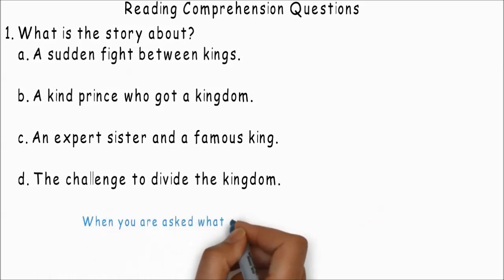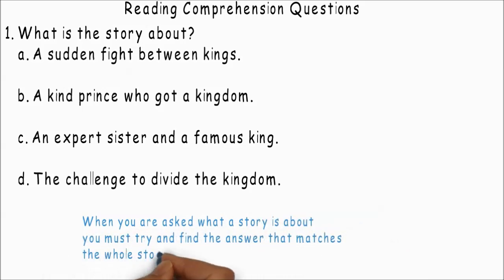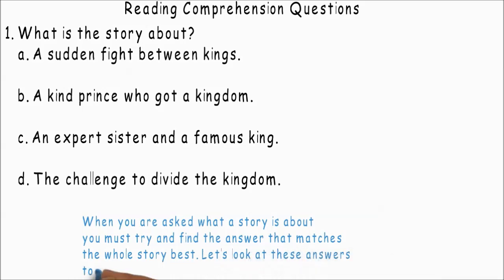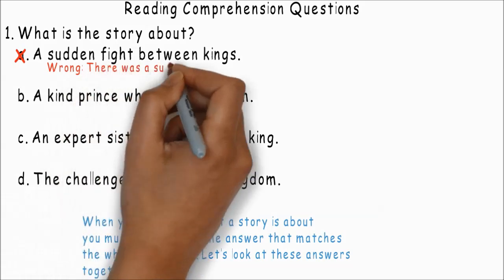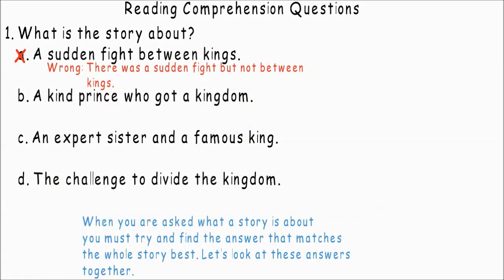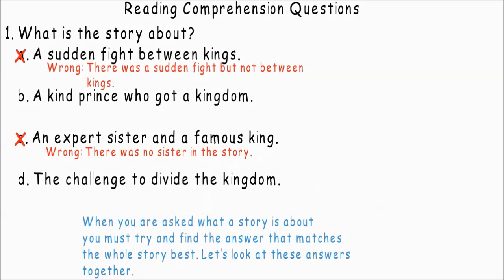When you are asked what a story is about, you must try and find the answer that matches the whole story best. Let's look at these answers together. It's not A, a sudden fight between kings. This is wrong. There was a sudden fight, but not between kings. They were princes. It's not C, an expert sister and a famous king. There was no sister in the story.